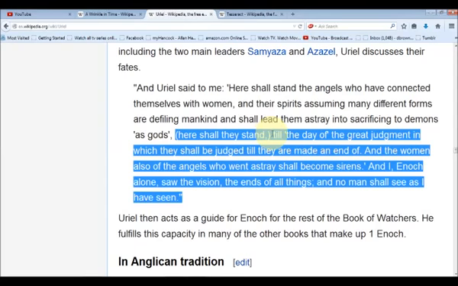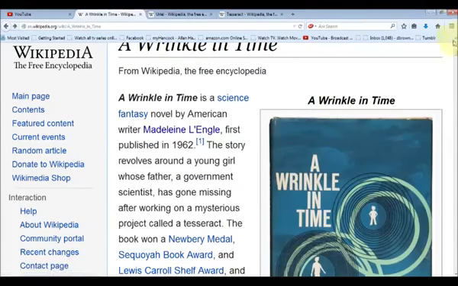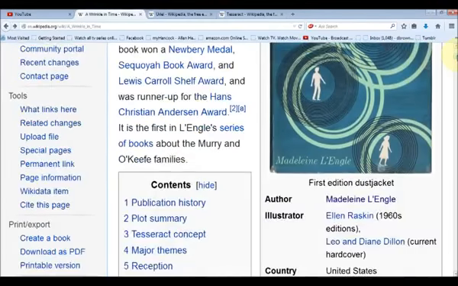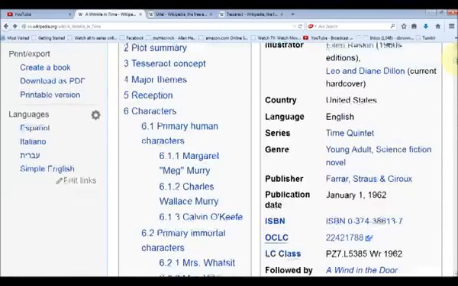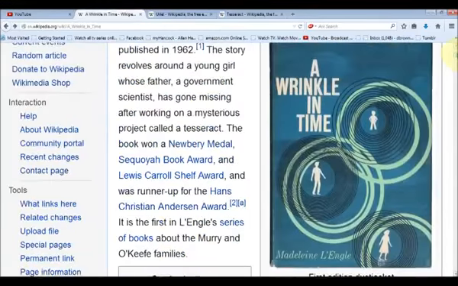And then Uriel says, "Till the day of the great judgment, in which they shall be judged, till they are made an end of, and the women also of the angels who went astray shall become sirens." Was Madeleine L'Engle referring to Uriel when she named the planet in her book, and the coming judgment that would occur in the age of Aquarius? Okay, the cover almost looks like it has water on it, and you start to see these things. When you have eyes to see, you start to see these things for what they are.